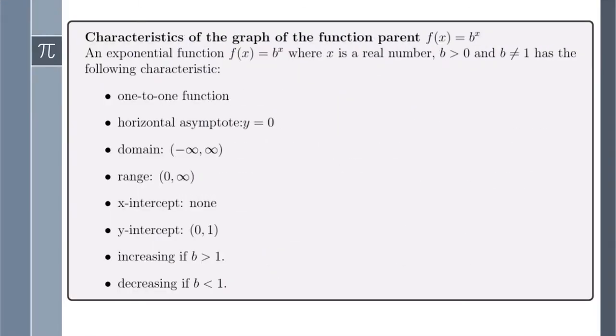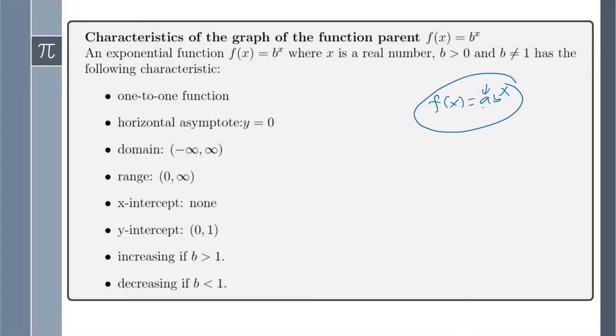Now there are some characteristics of the parent function. So f of x equals a b to the x is the standard form of the exponential function, but the parent function, remember, any function has a parent function, and from there, by doing some transformation, we'll get the other function. So the parent function is b to the x.